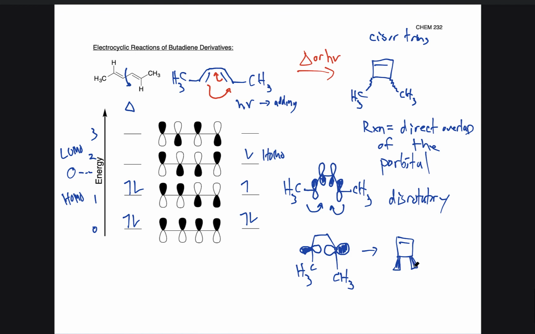I know this is a lot of new information to take in. We're looking at reactions in a different way now, rather than just a straight-up mechanism. The mechanism still matters, but we don't get any of this dis versus conrotatory information without understanding the molecular orbitals. So we're going to get a lot of practice with this in class.